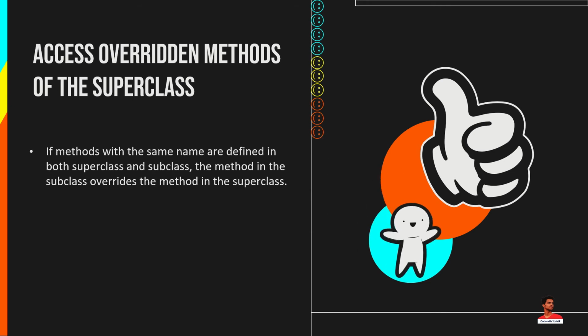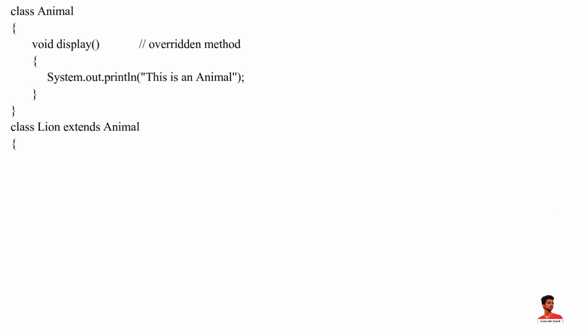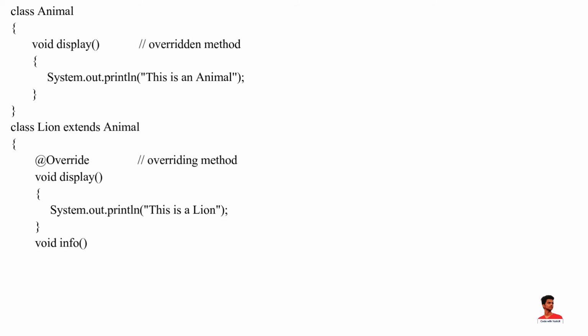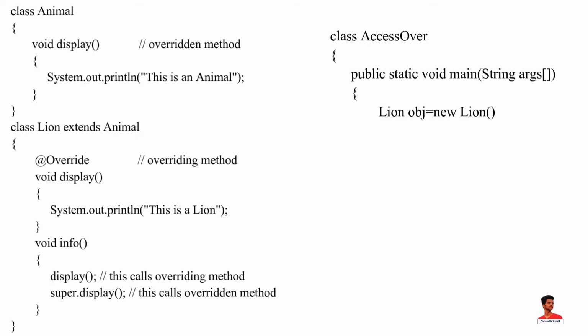If methods with the same name are defined in both superclass and subclass, the method in the subclass overrides the method in the superclass. This is called method overriding. What if the overridden method of the superclass has to be called? For that, we use the super keyword. For example, here is how the program works.